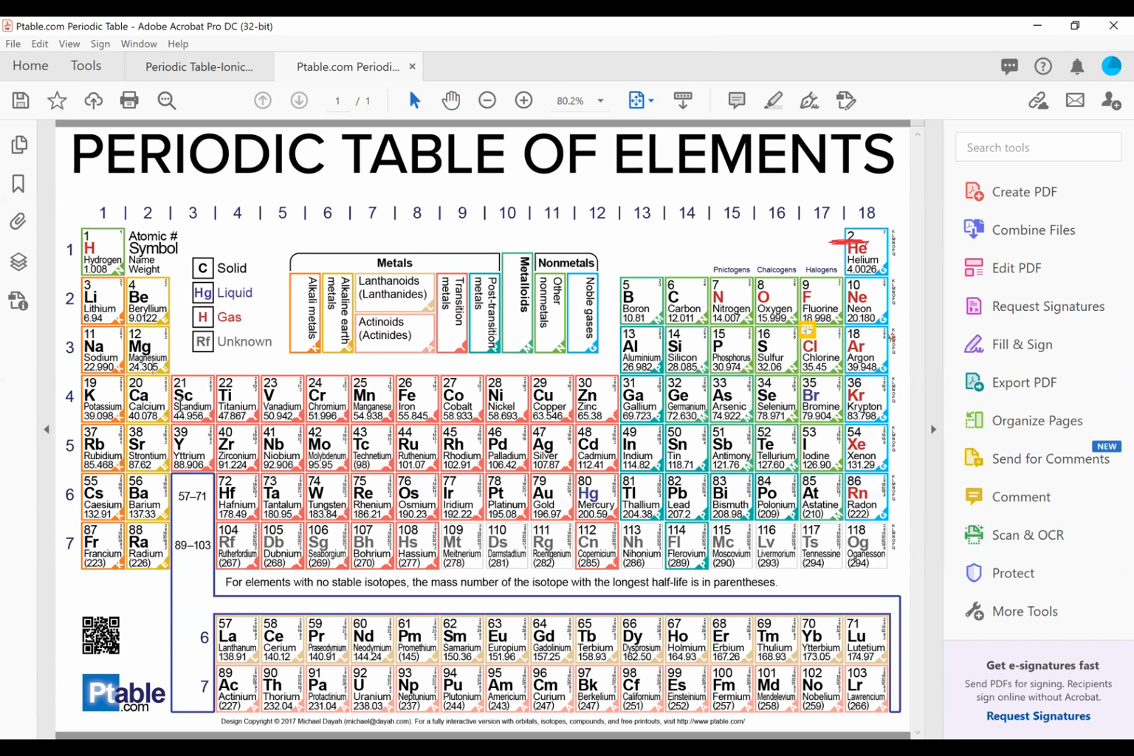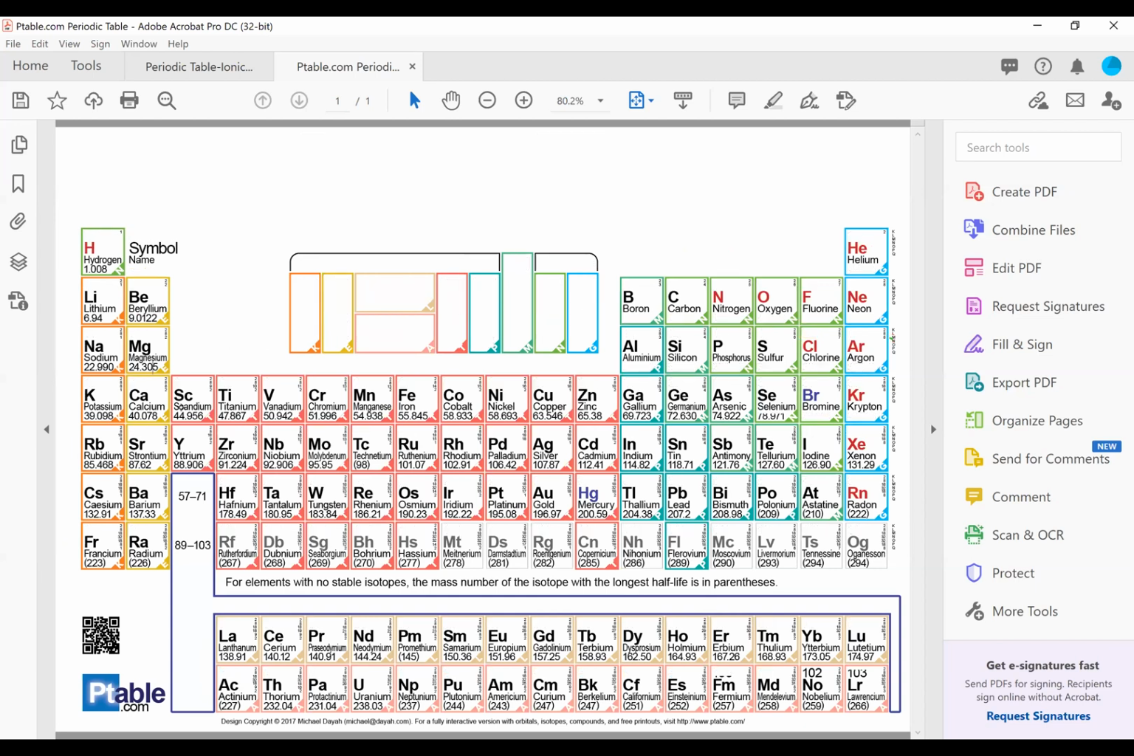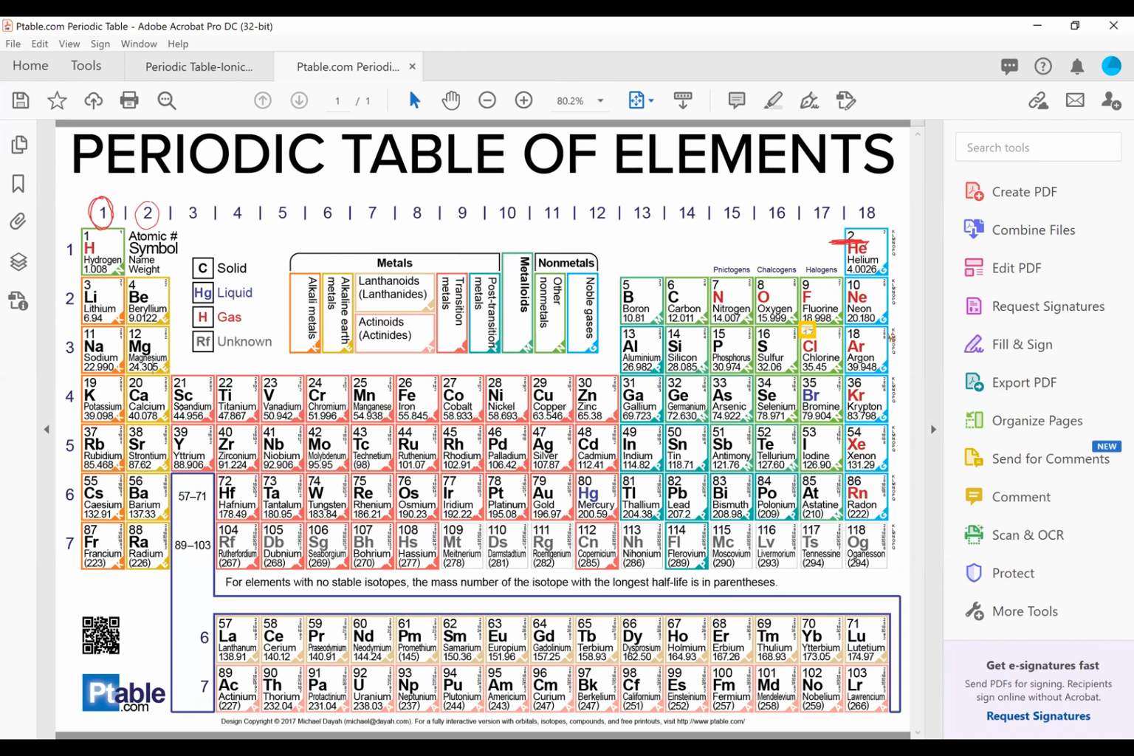Now we're going to talk about the different names of the groups. There are 4 names that you should be familiar with. The names are only for particular groups. Group number 1 has a particular name, group number 2 has a particular name, group number 17 has a particular name, and group number 18 has a particular name. So instead of just referring to them as group 1, group 2, group 17, group 18, we can refer to them by different names.